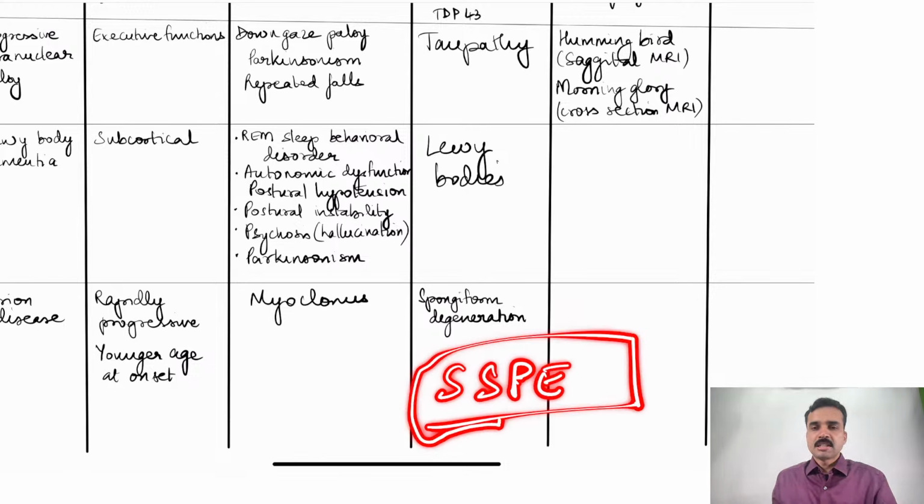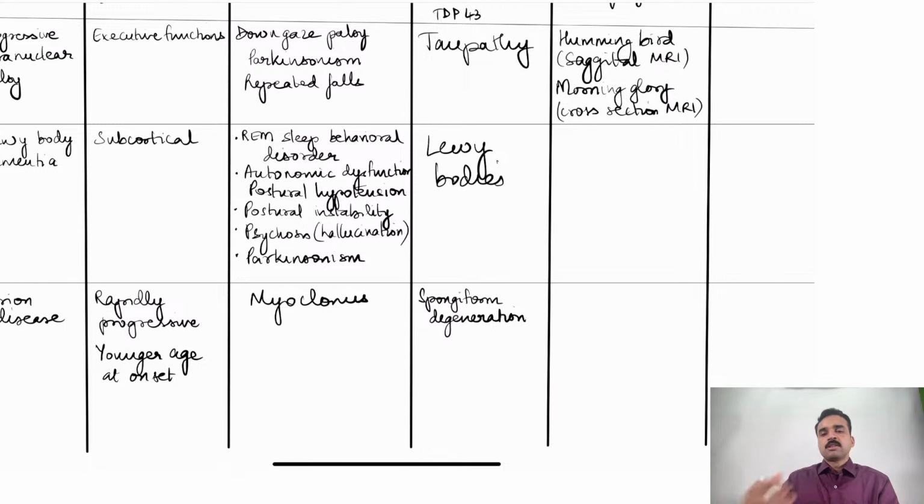So SSPE, you know that SSPE is a post-measles, or rather it's a chronic measles infection, right? So subacute sclerosing panencephalitis. It's a complication of chronic measles infection. So likewise, you can remember the EEG finding. There are polyspikes and slow waves, periodic emissions. Okay, so spike and slow wave periodic emissions.